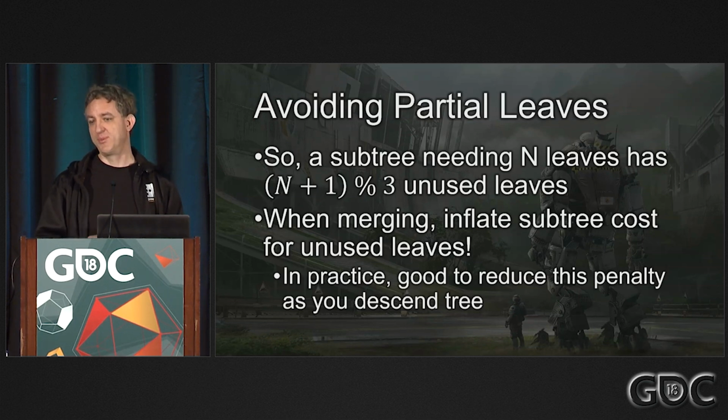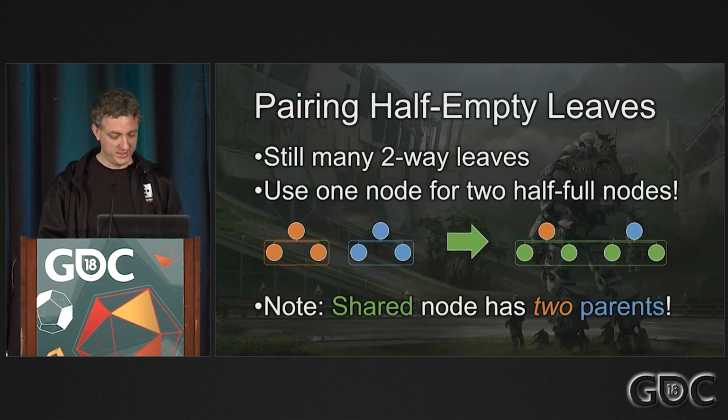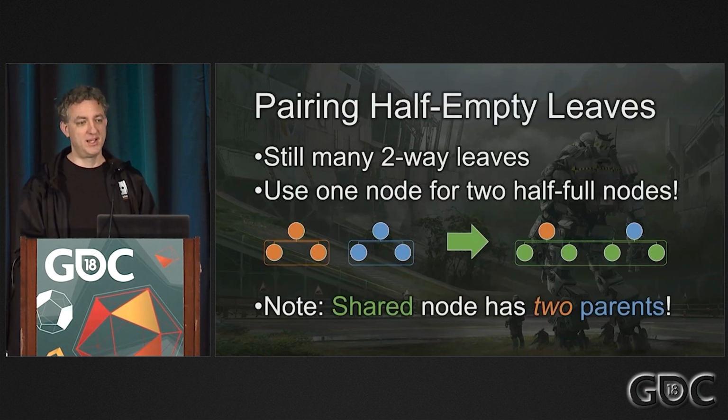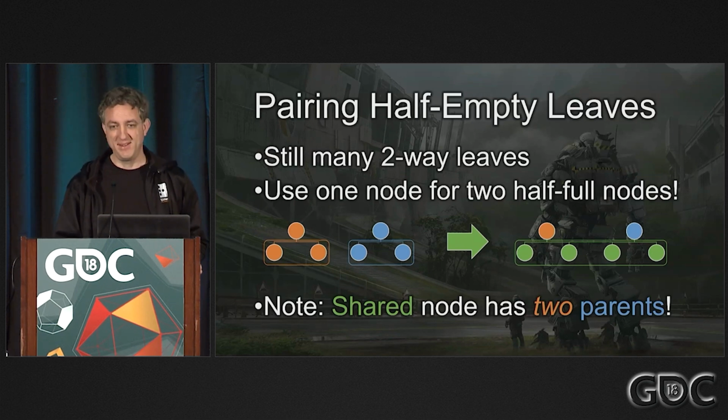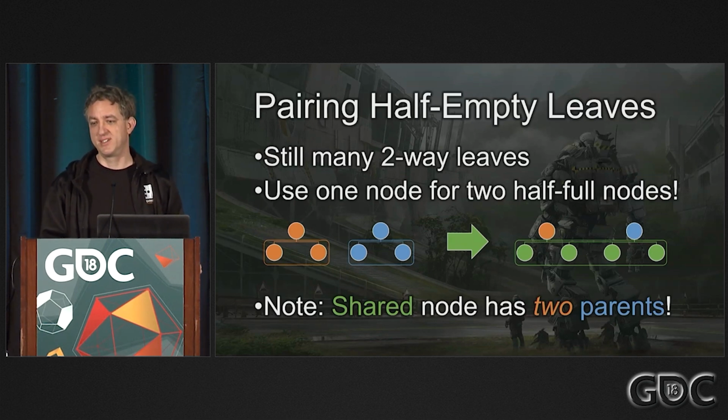And also, it helps a lot high up in the tree. As you get lower in the tree, closer to the leaves, it doesn't really help much, and it starts to hurt. So we fade out the cost as we go down the tree, fade out the penalty. But we still end up with a lot of two-way leaves. And these are leaves that are only half full, which are the most wasteful. So the idea we had was if the leaves are half full and we have two of them, why don't we just smash them together and make one completely full leaf?